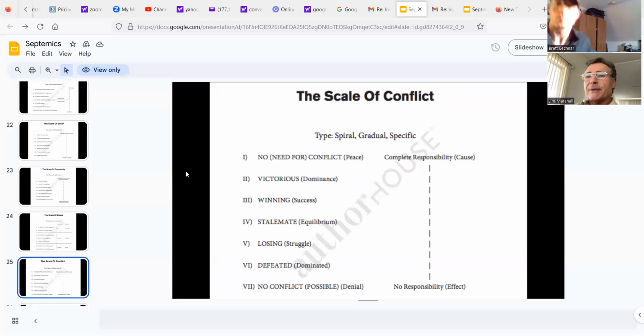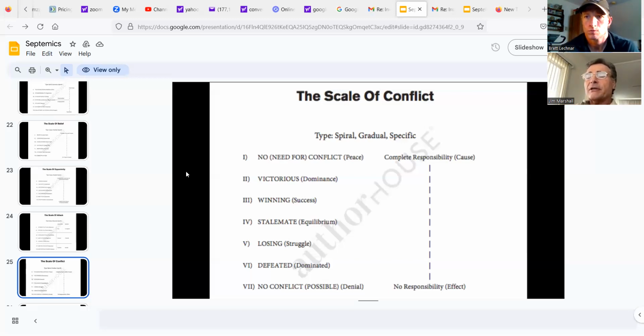This is a gradual scale, meaning there are intervening levels. It goes gradually from the bottom to the top. It doesn't jump abruptly from level to level, as some scales do. And it's a specific scale, meaning it relates to a context. What about the conflict between you and your wife? The conflict between you and your boss? The conflict between your son and his sister? So it doesn't have a general application, it's a specific scale.